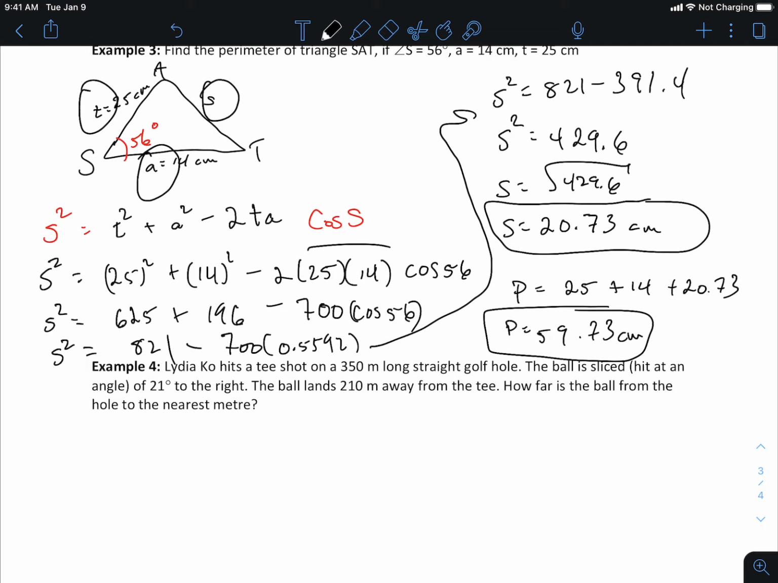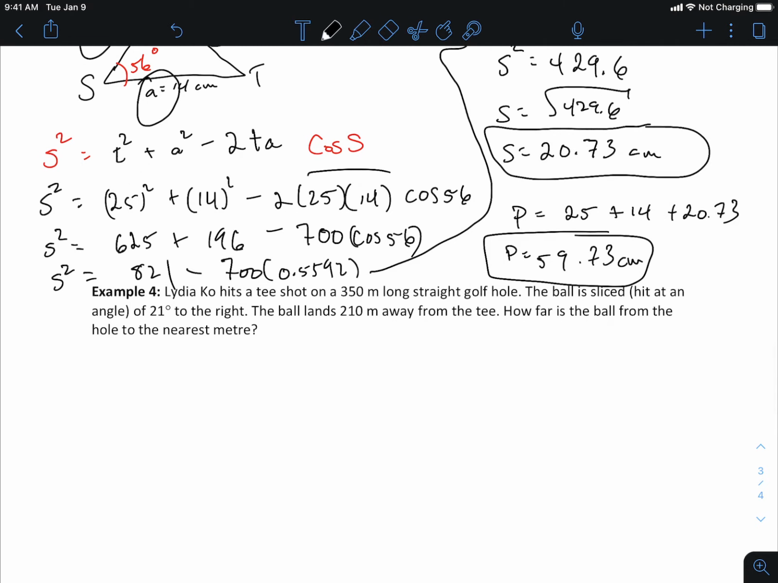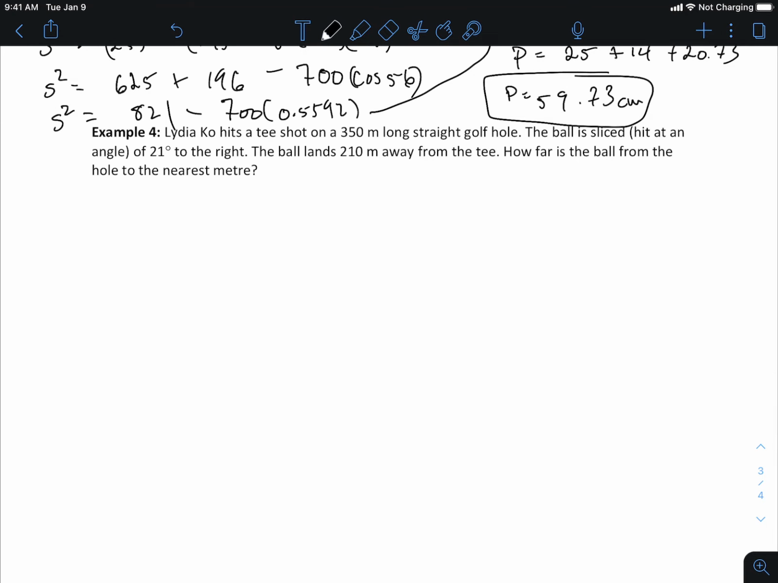Okay. Last question. And of course, it has to be golf related. Any questions with that one? Or are you okay? Okay. Lydia Ko hits a tee shot on a 350-meter long straight golf hole. Okay, so she's going to hit her tee shot. The ball is sliced, so hit at an angle of 21 degrees.